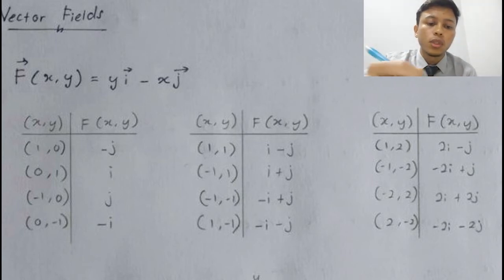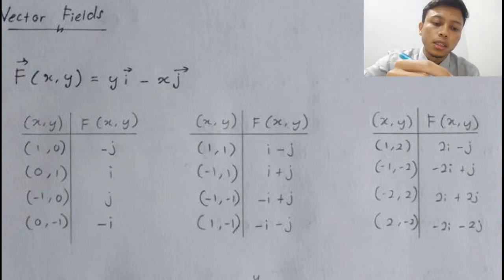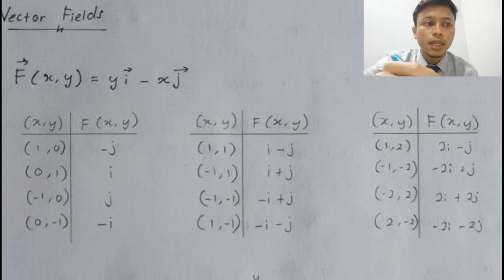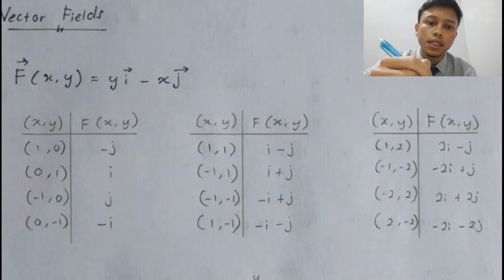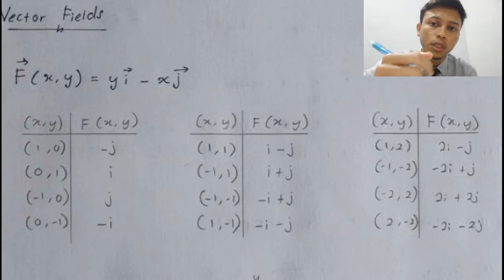Then we insert the coordinate into the function, and then we get the direction of the vector of each coordinate. If i is positive, then the vector is in the right direction, and if i is negative, the direction is to the left. And then if j is positive, the vector is going up, and if j is negative, the vector is going down on the y axis.